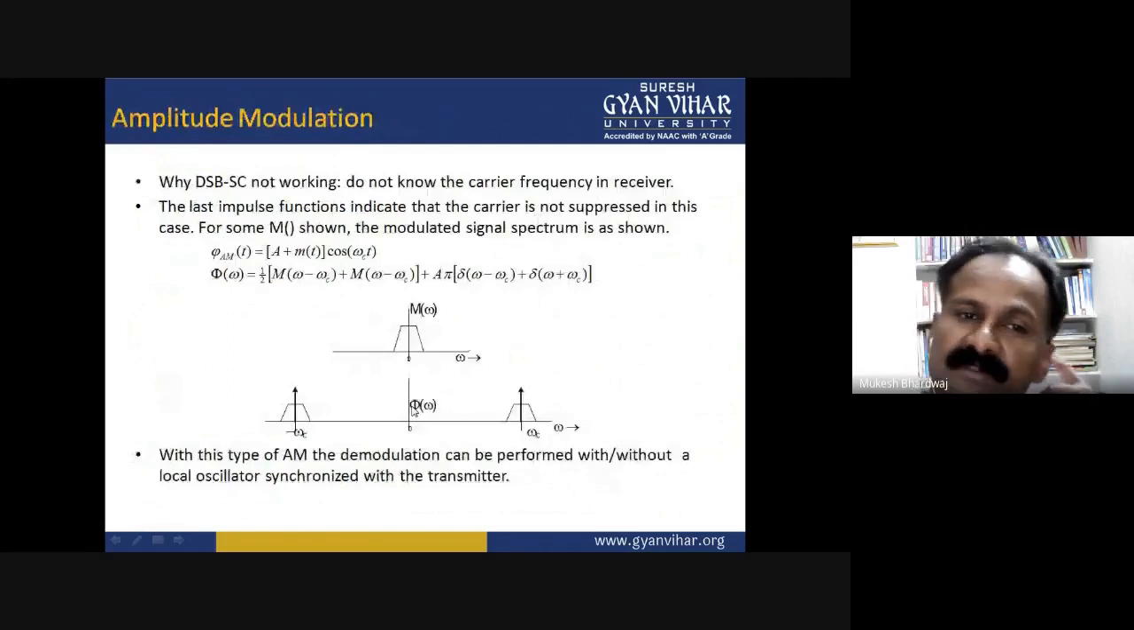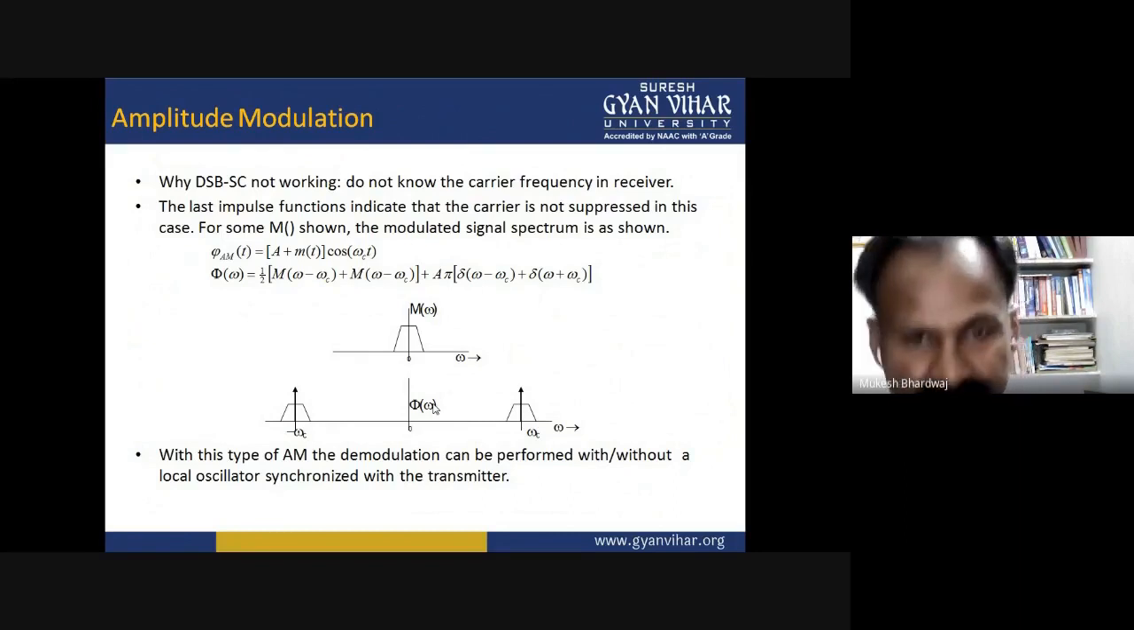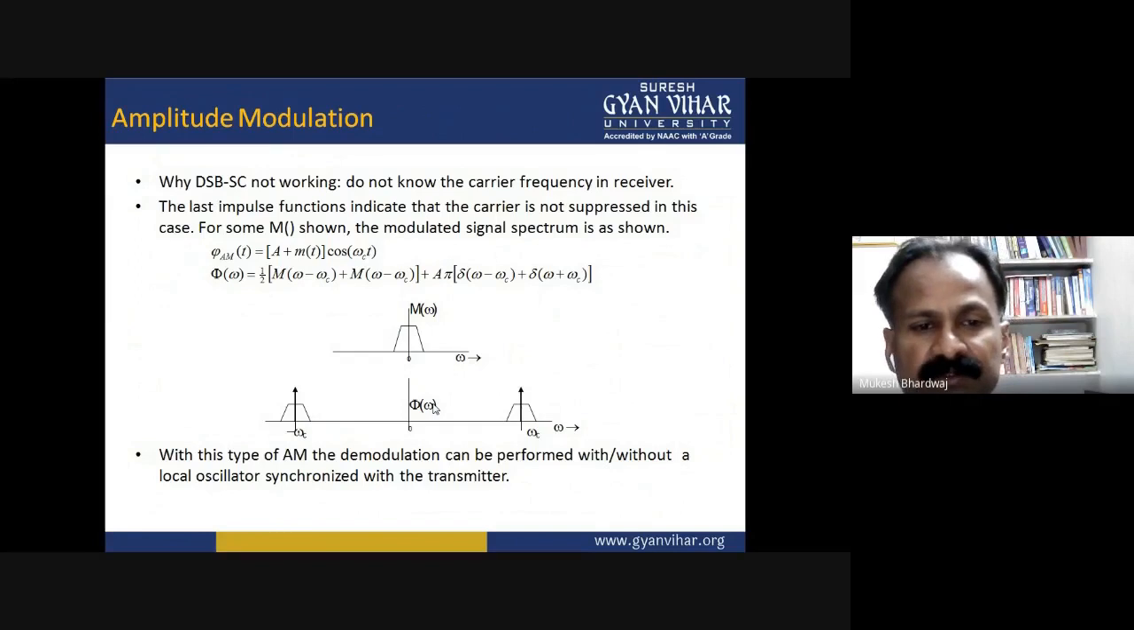Why does double sideband suppressed carrier not work here? We do not know the carrier frequency in the receiver. The last impulse function indicates the carrier is not suppressed. In this case, the modulated signal spectrum is shown. phi(t) equals [A plus m(t)] cos omega_c t, and this is the equation of the amplitude modulation wave. With this type of amplitude modulation, the demodulation can be performed with or without local oscillators synchronized with the transmitter.